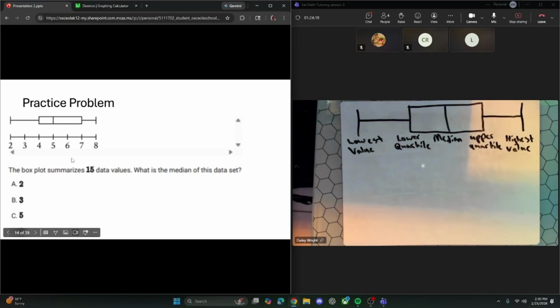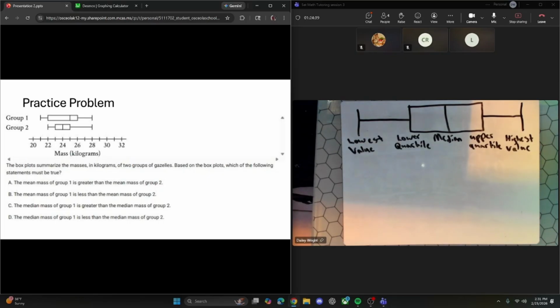The box plot summarizes 15 data values. What is the median of this data set? We know this median is going to be that little line in the middle, so the median will be 5, because if you trace it down on this number line, it's right above that 5, so the median is going to be 5.